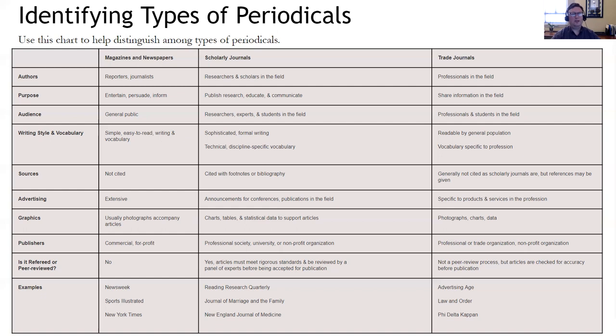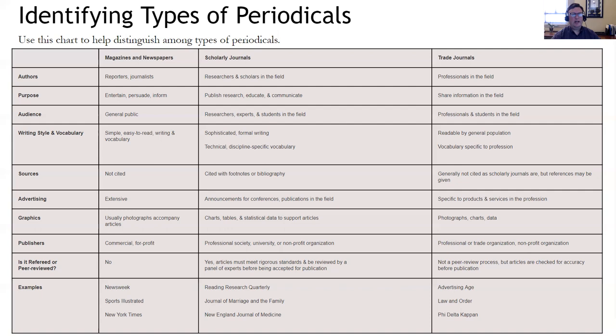And the way I always think of it is with magazines and newspapers, there's certainly credible publications like Time, Newsweek. Those are very credible, but they're not scholarly. So they're a good place to get started to understand a topic, but they're just not going to have that depth of knowledge or information by the person writing the articles.